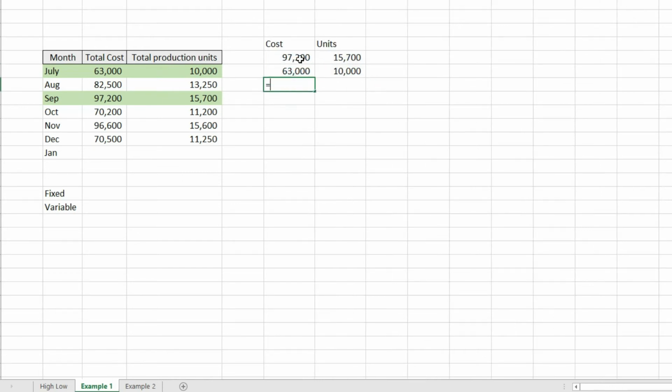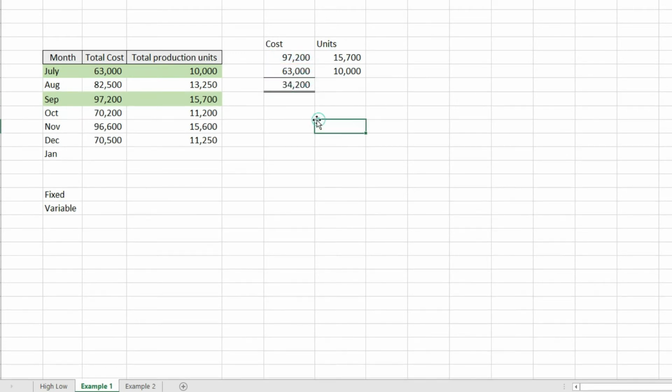There. If we take the 97,200 minus the 63,000, that gives us 34,200. And if we do the same again for units, we've got a difference of 5,700 units. So again, really, really simple. Just take this 34,200 divided by the 5,700, and that gives us variable cost of £6 per unit. So we know that that is £6 per unit.